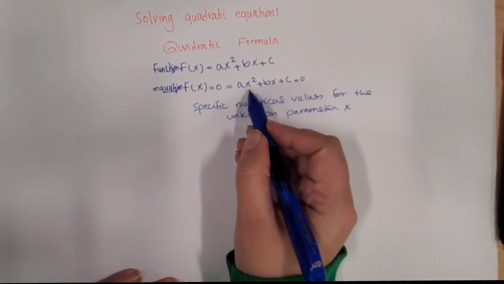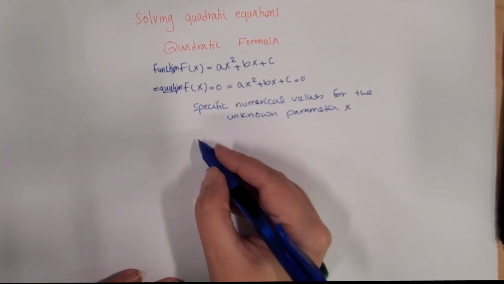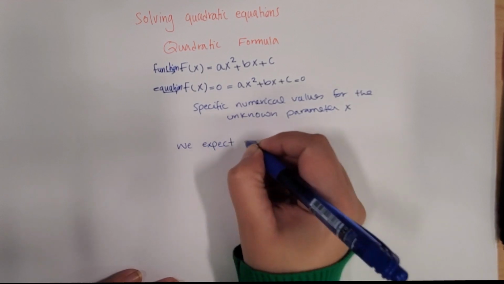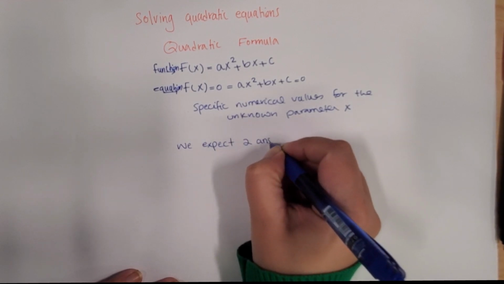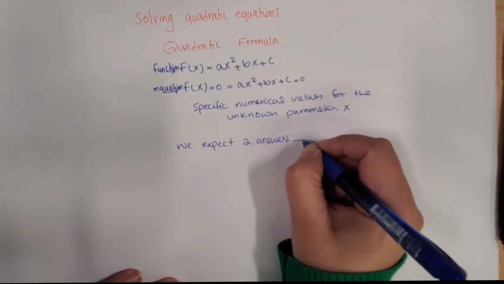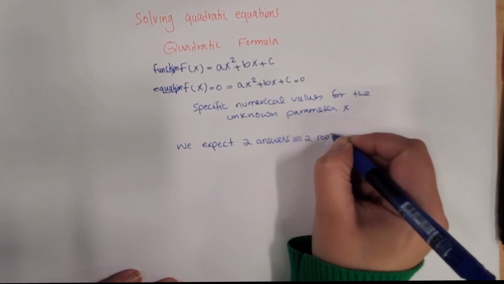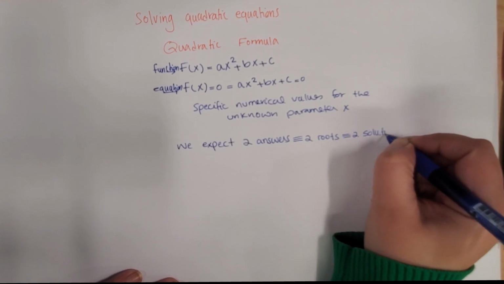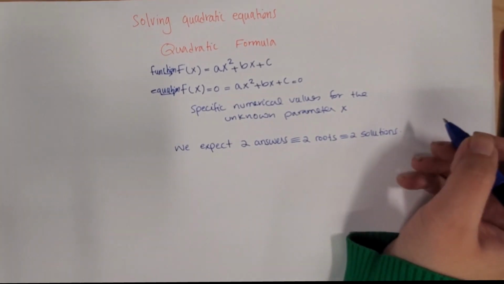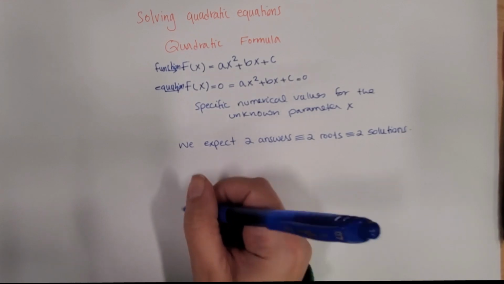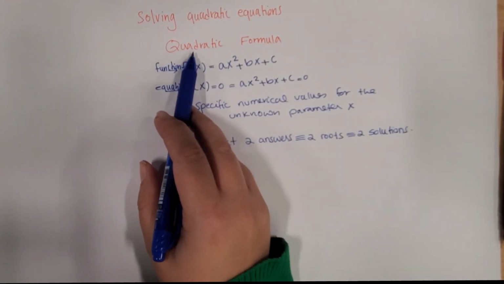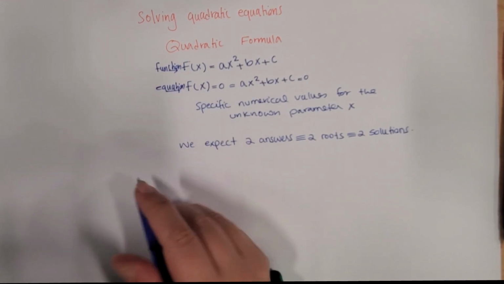So because this is second degree, we expect two answers or two roots. So two answers or two roots or two solutions, they mean the same thing. Okay? And how to find it? Today we're going to talk about the quadratic formula. Okay, so by using the quadratic formula, we'll find the roots of a quadratic equation.